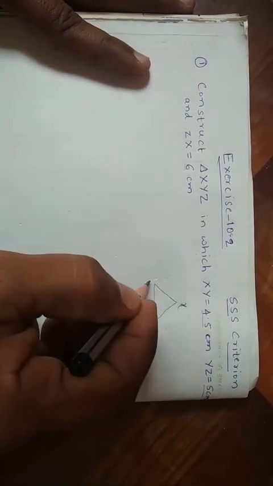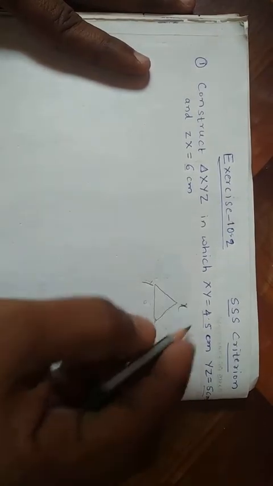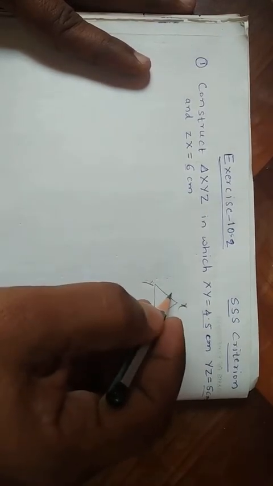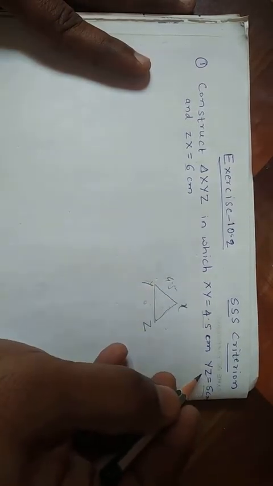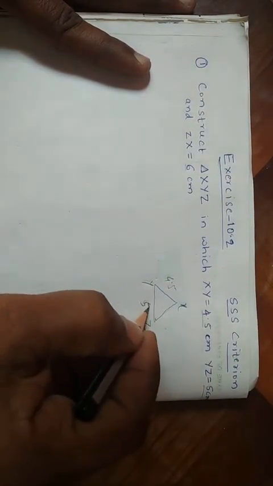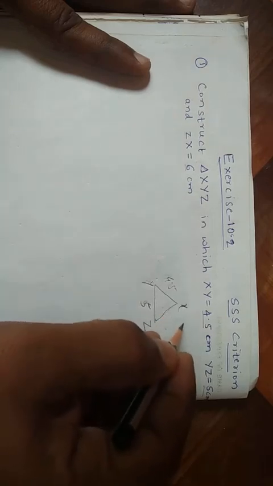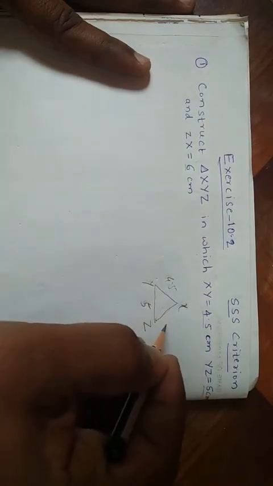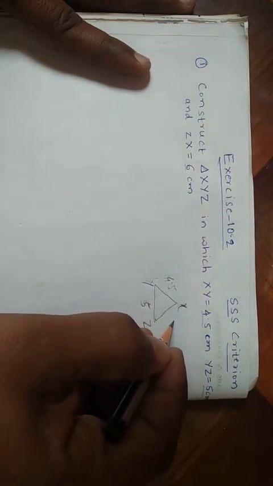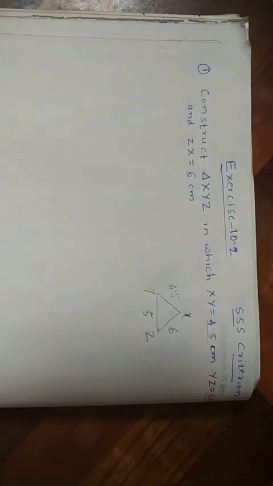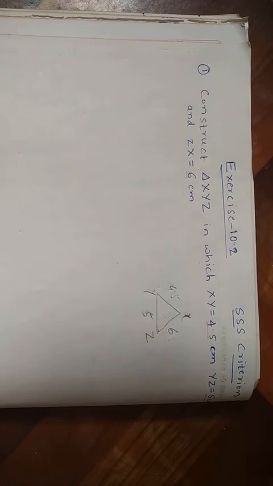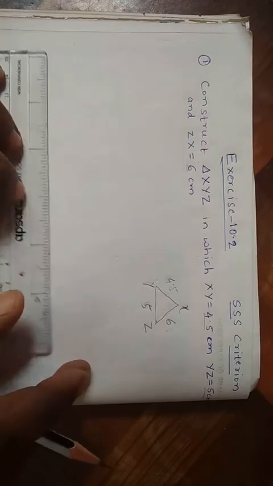Which triangle is it? It is XYZ. XY is how much? It is 4.5 centimeter, and YZ is 5 centimeter. And what about ZX or XZ? It is 6 centimeter. So now, using the equipment, we have to construct the triangle.